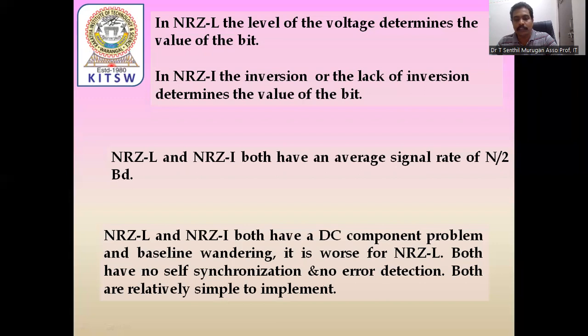Both have no self-synchronization and no error detection. Both are relatively simple to implement. So what we have concluded with NRZ-L and NRZ-I is that implementation is easy, but there is a problem with the DC component and baseline wandering, and self-synchronization is not there and error detection is also not there. But implementation is very easy. You just remember it.